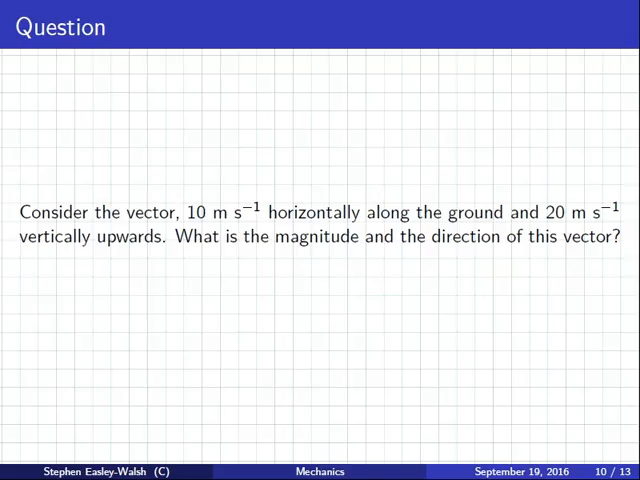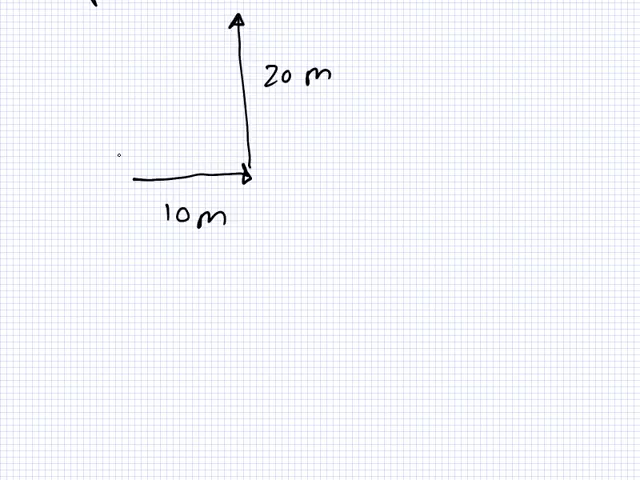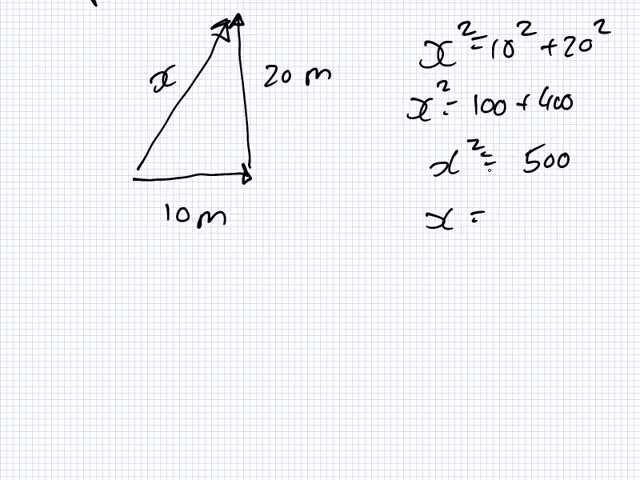Okay, so let's have a look. It's 10 meters this way and 20 meters this way. Part 1, what's the magnitude? So what do I use to get the magnitude? Pythagoras. X squared equals 100 plus 400. X squared is 500, so x is the square root of 500, which is 22.36 meters. That's the magnitude.